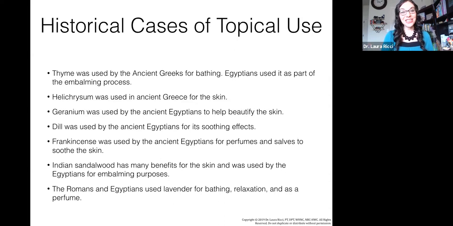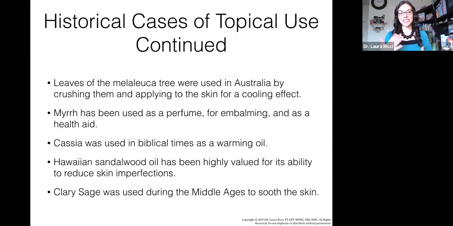So these aren't new. Now the science and the research is slowly catching up, and a big part of that is because of doTERRA and these Prime Meridian healthcare clinics that are integrative clinics that are coming out. But nature knows best, right? And we've been seeing these used regularly. So leaves of the Melaleuca tree were actually used in Australia.